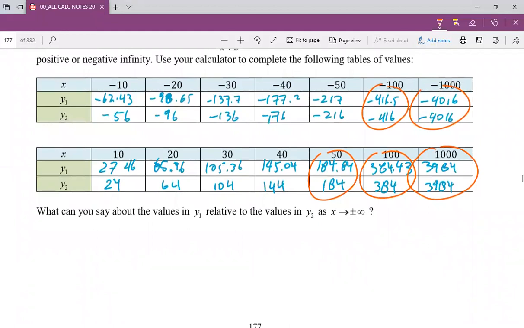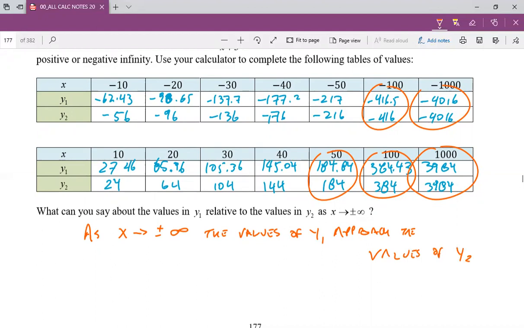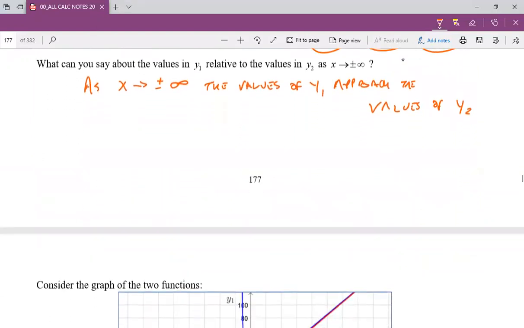So therefore, what we can say about our values in y1 relative to the values of y2, as x goes to positive and negative infinity, is that the values of y1 approach the values of y2. You're getting closer and closer to that, so it ends up being less and less significant. And if we take the limit as we go to infinity, it actually ends up being the same.